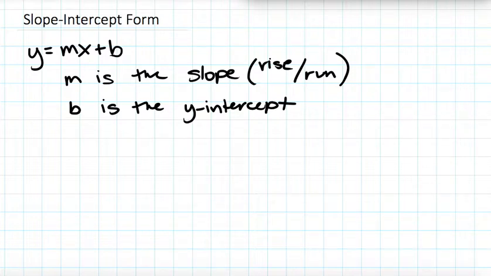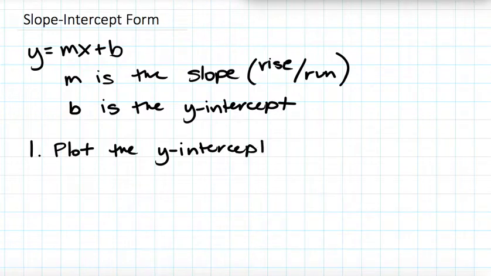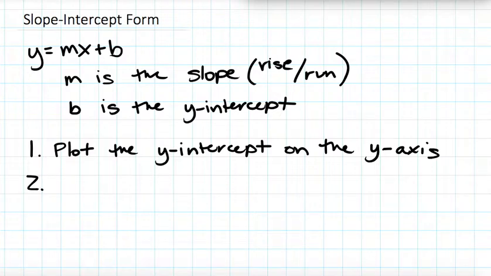So when we are graphing an equation that is written in slope-intercept form, our first step is to plot the y-intercept, the b, on the y-axis. That gives us 1 point of our line. To get the second point, we use the slope.